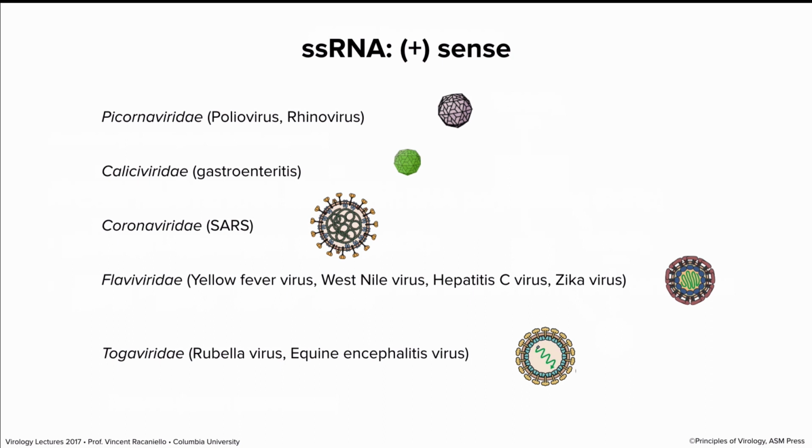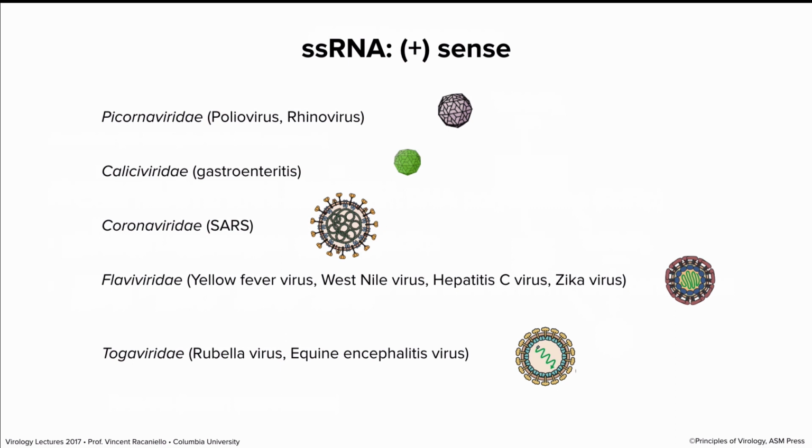Here are the plus-stranded, single-stranded RNA viruses. Picornavirus is the family. It includes polio and rhinoviruses. They're small RNA viruses. Caliciviruses includes Norwalk virus, the cruise ship virus, which causes gastroenteritis. The coronaviruses, the agents of SARS and MERS in the Middle East. And then the flaviviruses: yellow fever, West Nile, hepatitis C, and more recently Zika virus. We'll talk about those. And finally, Togaviridae. These are viruses including rubella virus and equine encephalitis virus.